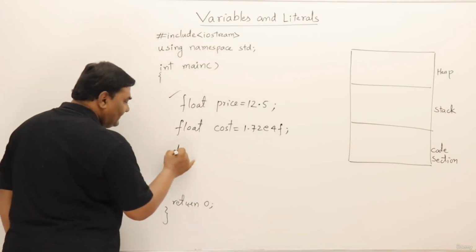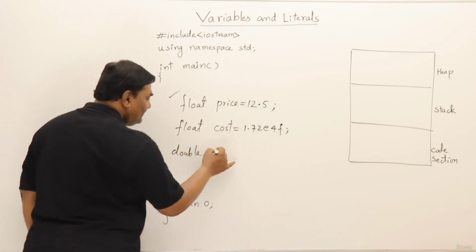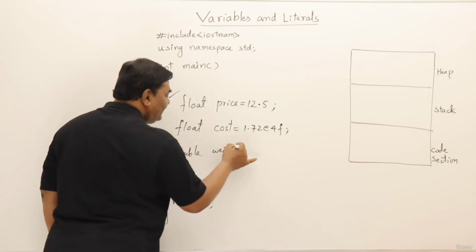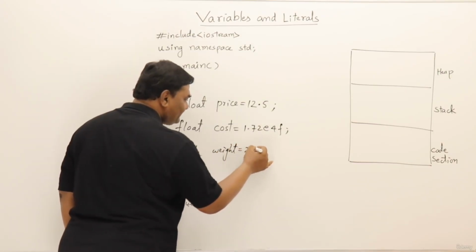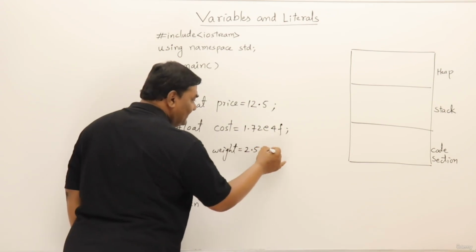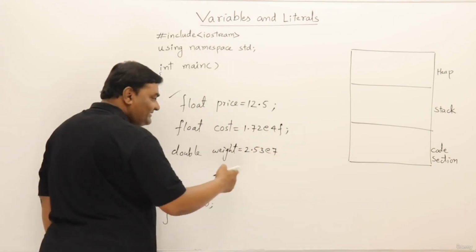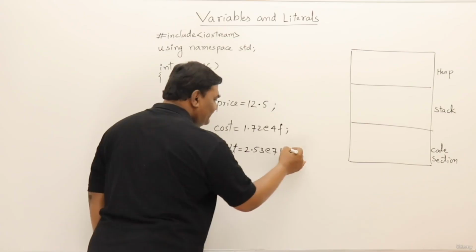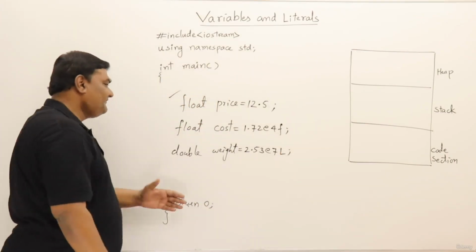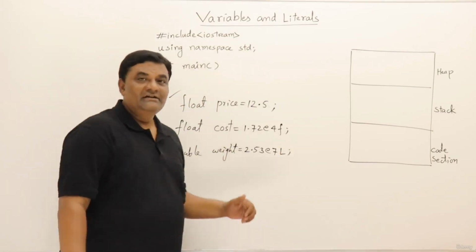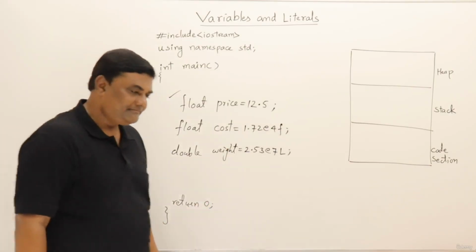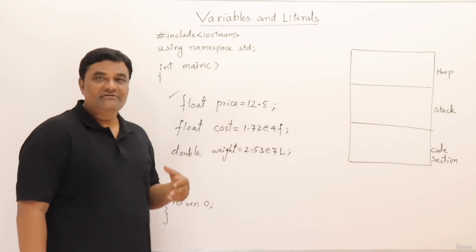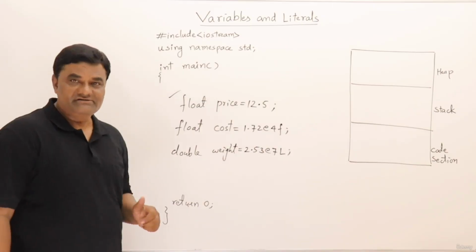Suppose you are writing double type of variable weight, and you may be storing some large value, 2.753E7. As this is a double literal, it is suggested you write L. Otherwise, by default, it is double only. If you want, you can write L also for a double literal. So these are the two methods for floating point literals.